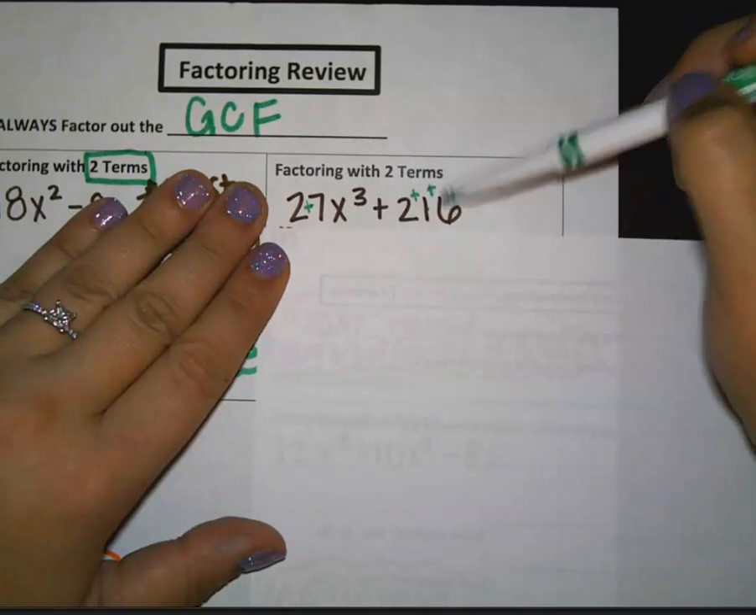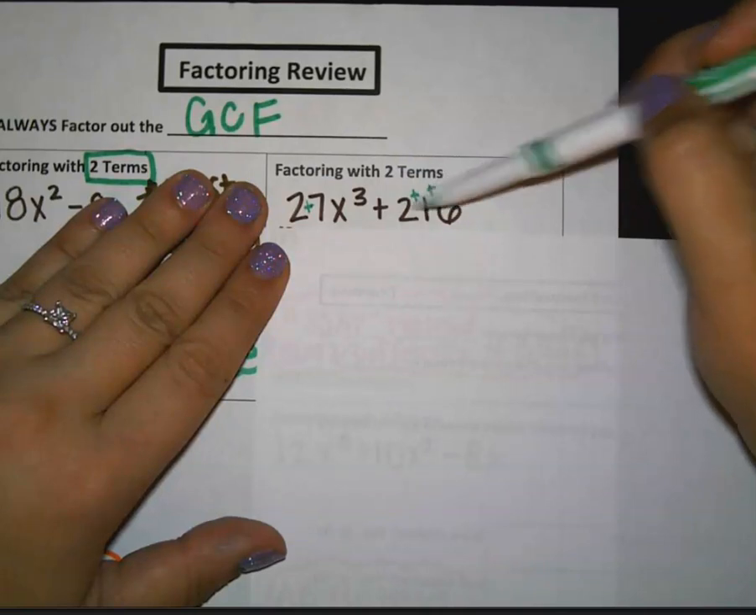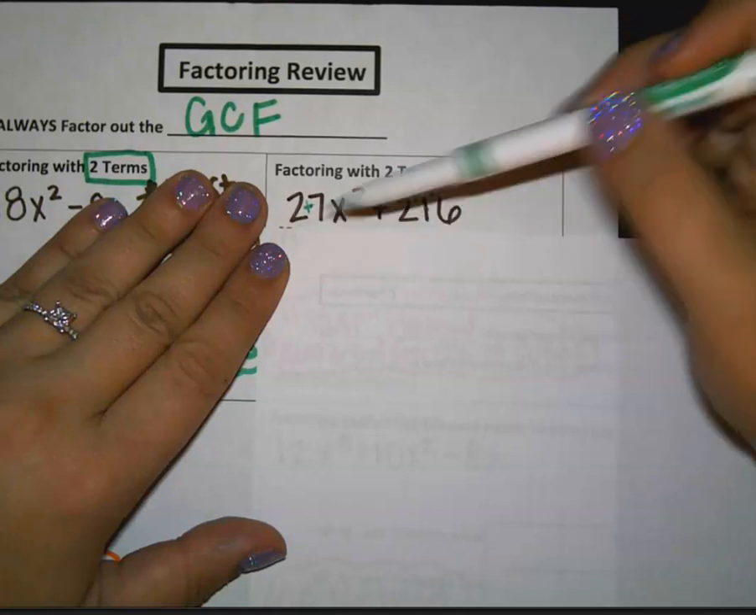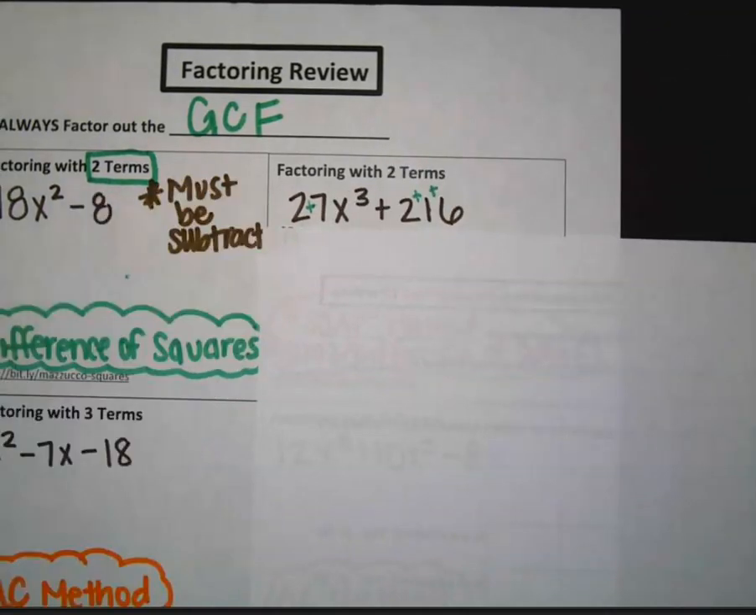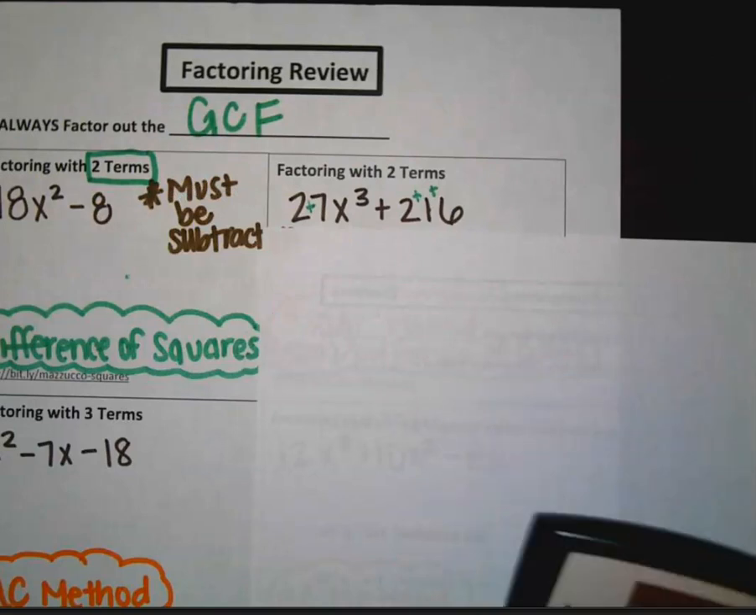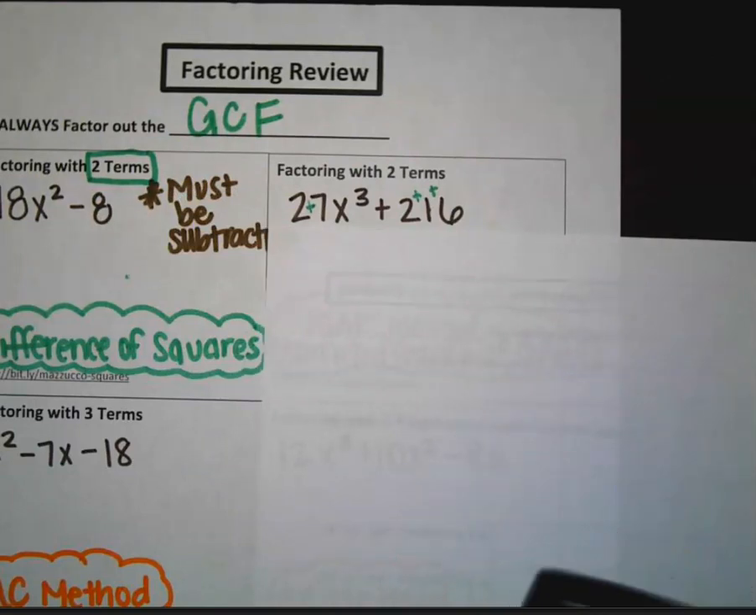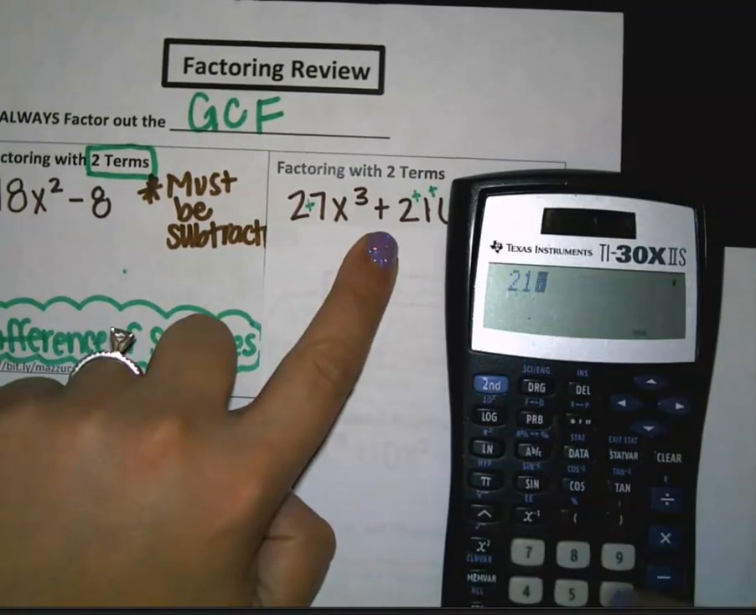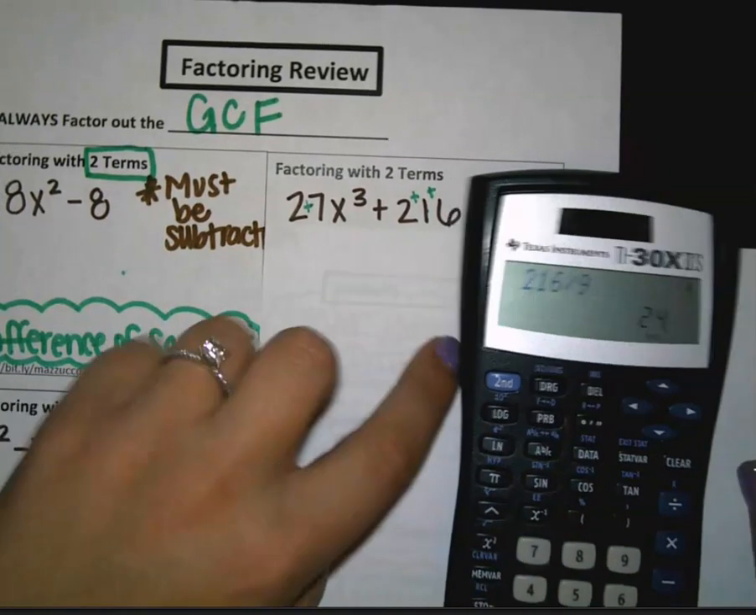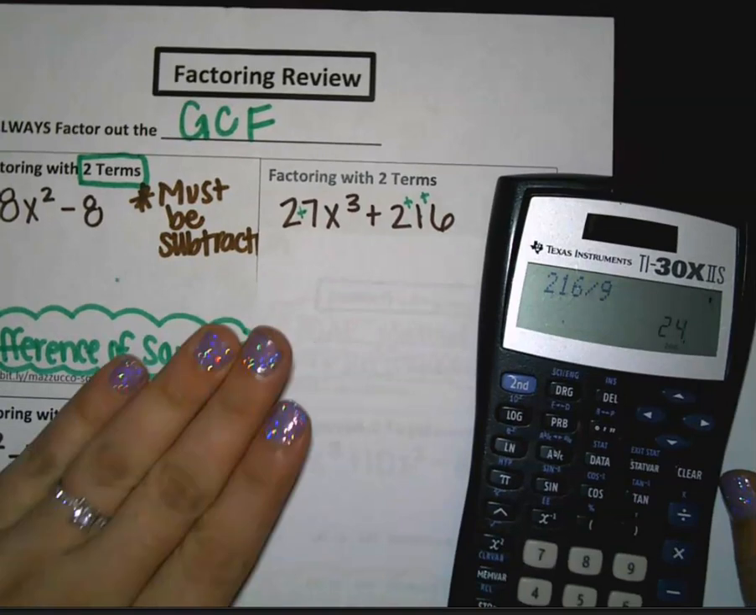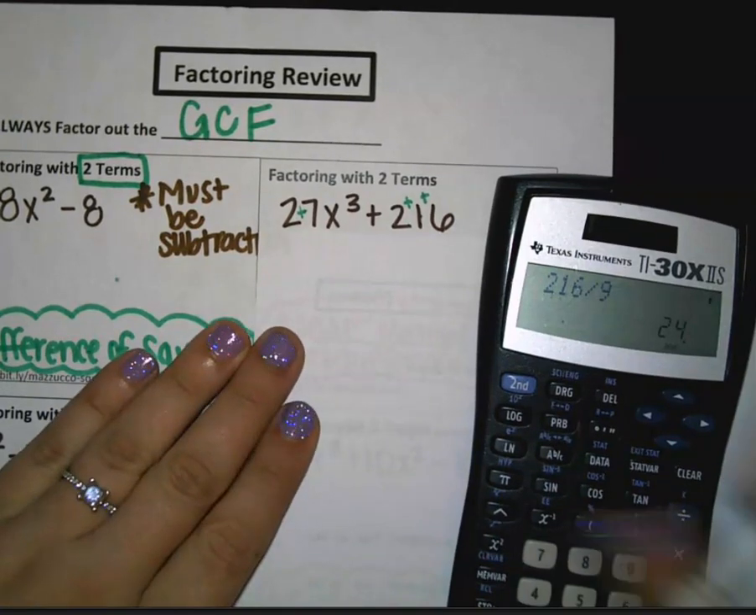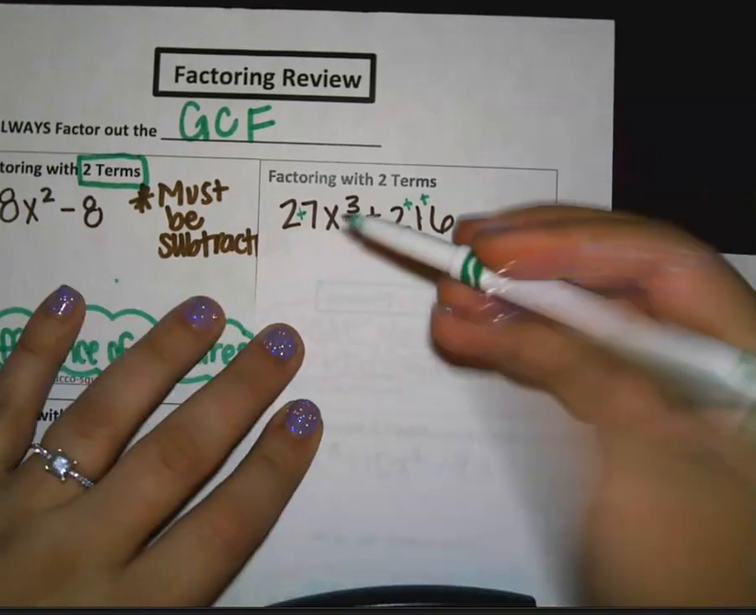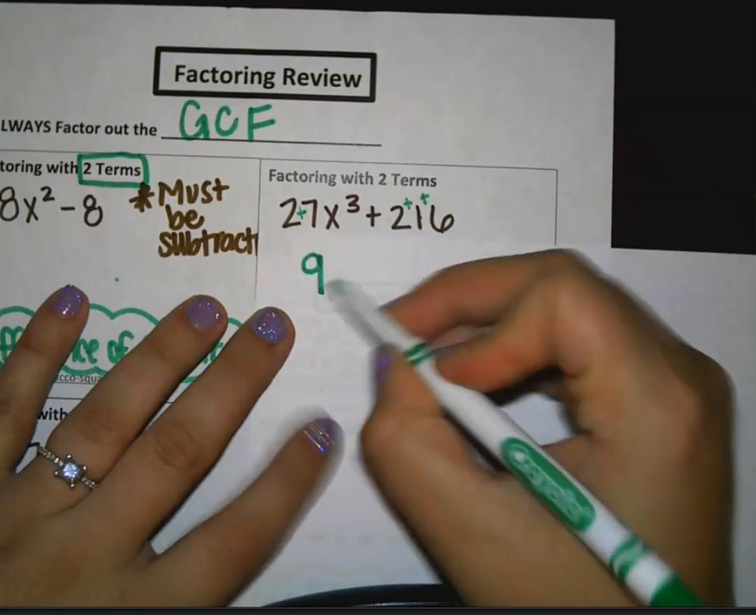So because 9 can go into the sum of both of these numbers, that's how I know that I could use 9. Now 9 is actually not the greatest, but a lot of times my students will choose 9 because they know 9 goes into 27, and then they do 216 divided by 9. So 9 is not the correct GCF, but I'm going to use 9 to show you what happens.